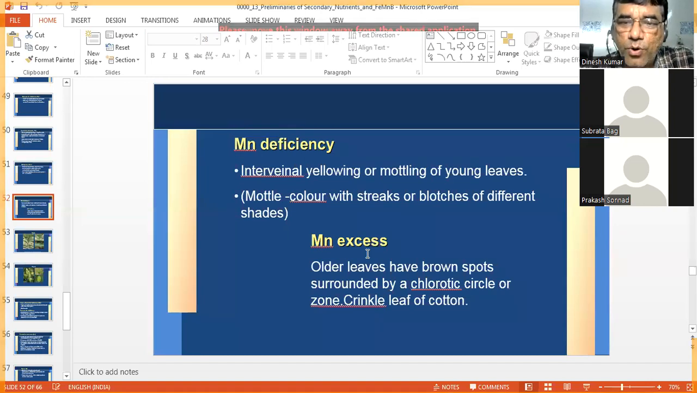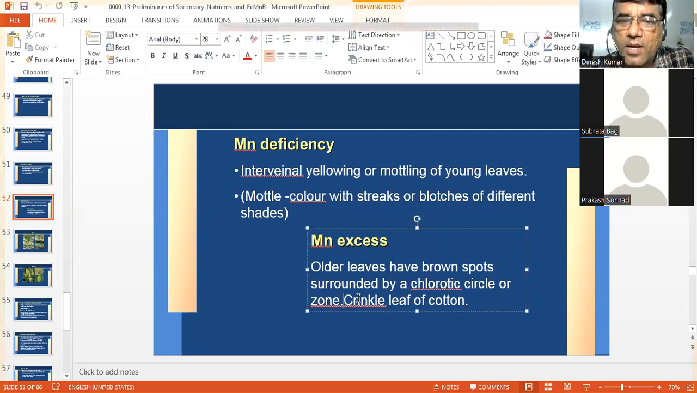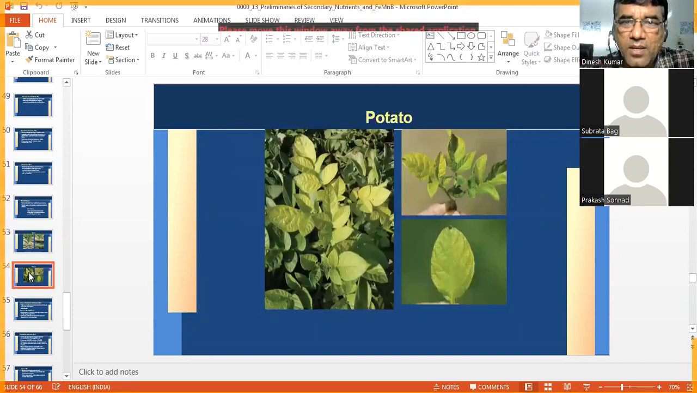Manganese excess: older leaves have brown spots surrounded by a chlorotic circle or zone. Crinkle leaf of cotton is an example. You can see deficiency symptoms in maize, in potato.